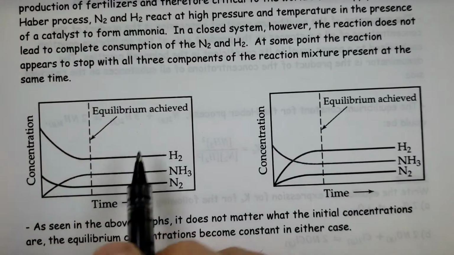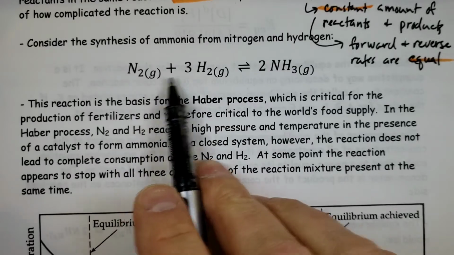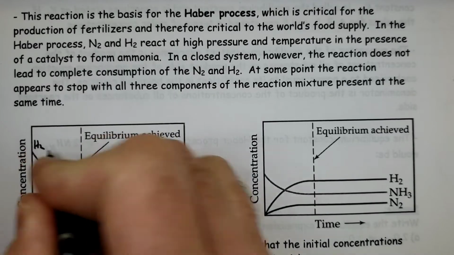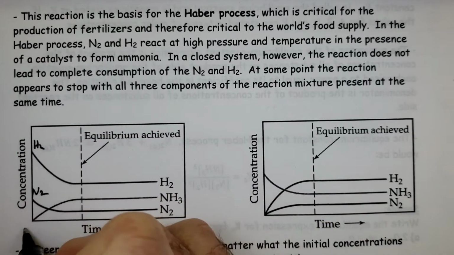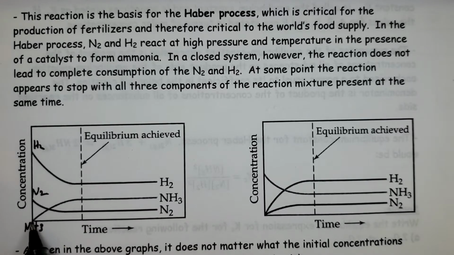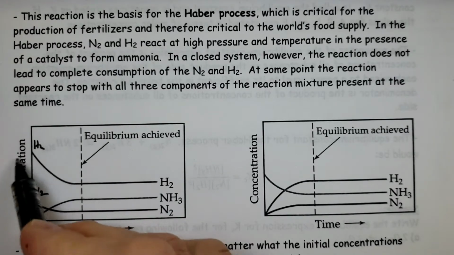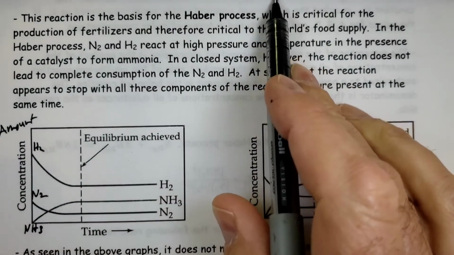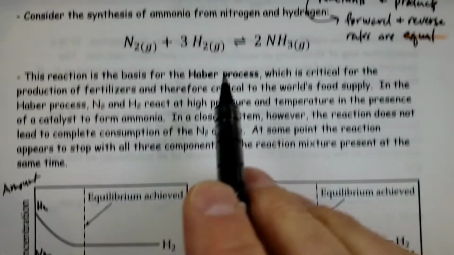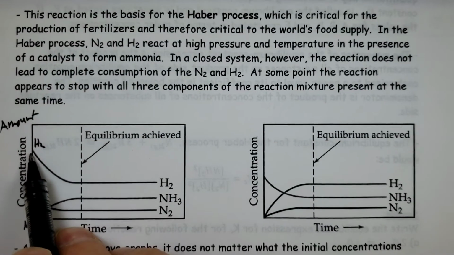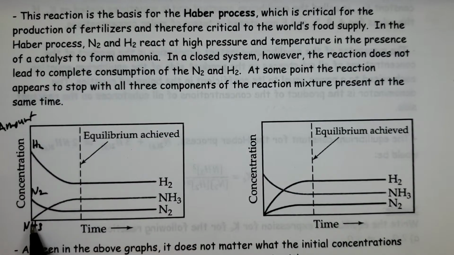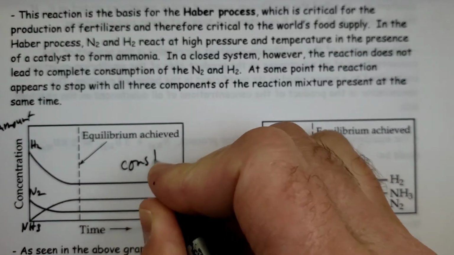Now, let's take a look at this. Here we're starting off with hydrogen and nitrogen, and of course ammonia. It makes sense that we don't have any ammonia at the start. This is concentration versus time. Concentration, just think about that as being the amount we have. So the amount of ammonia at the start is nothing. We simply have nitrogen and hydrogen. But when nitrogen and hydrogen combine, they get used up, used up, used up. As they get used up, they're making more and more ammonia. And then eventually we get constant concentrations.